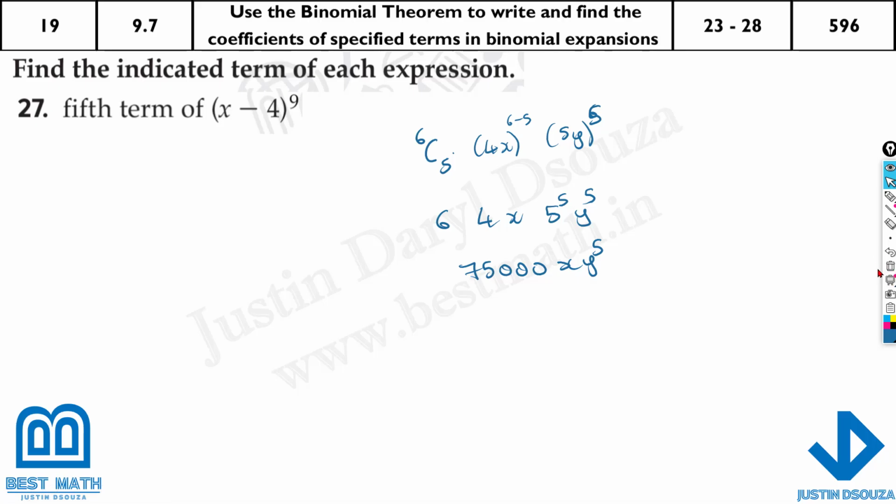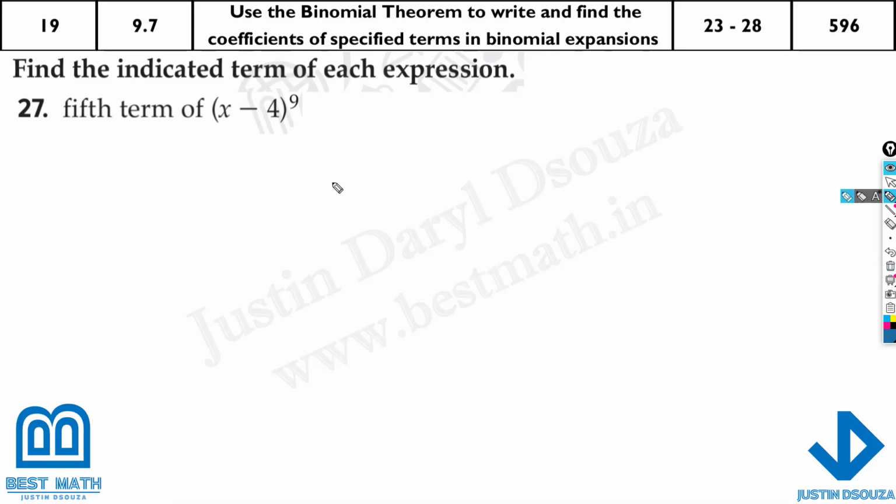And what about this one? Here we need the fifth term, but it's raised to the power 9. So nCk a power n minus k and b to the power k. What we write is 9c4. Why? Because 1 less than 5 is 4. A to the power, now not a, it's x to the power 9 minus 4 is 5. And b raised to, again, not b, it is minus 4 raised to the power 4. So now we can just use the calculator and solve it directly.